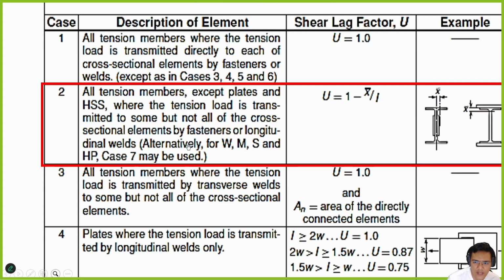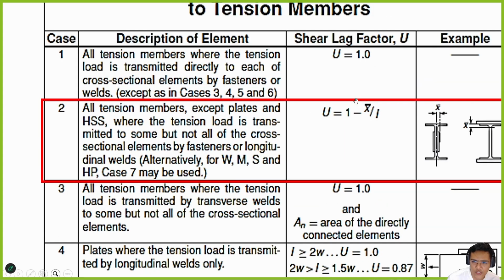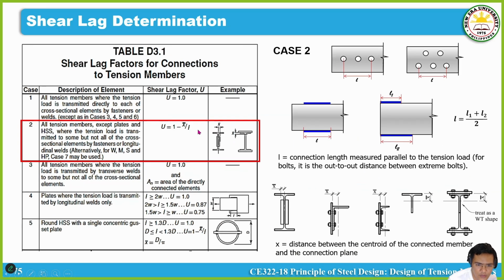Okay? So yung formula niya on shear lag factor determination is U is equal to 1 minus x-bar divided by the length L. So siguro for us to give an idea paano na-define yung x-bar and L, ito yung definition niya. Punta muna tayo sa L, which is the connection length measured parallel to the tension load. Okay? For bolts, it is the out-to-out distance between extreme bolts.